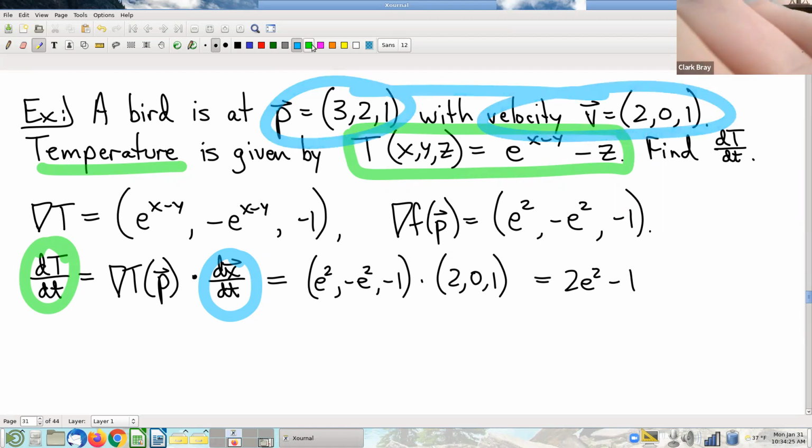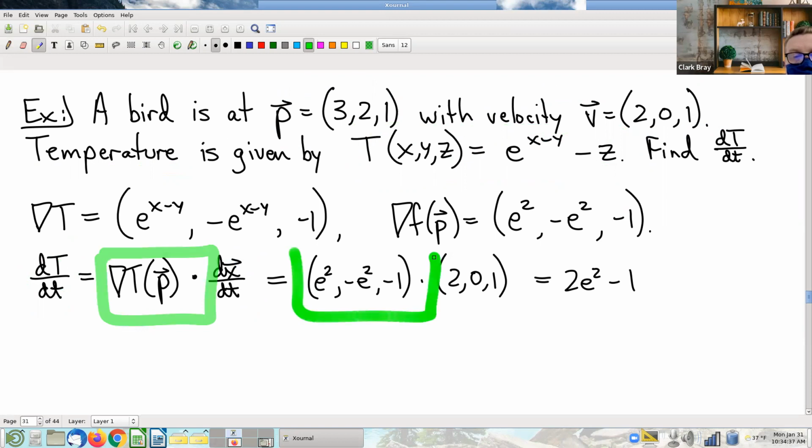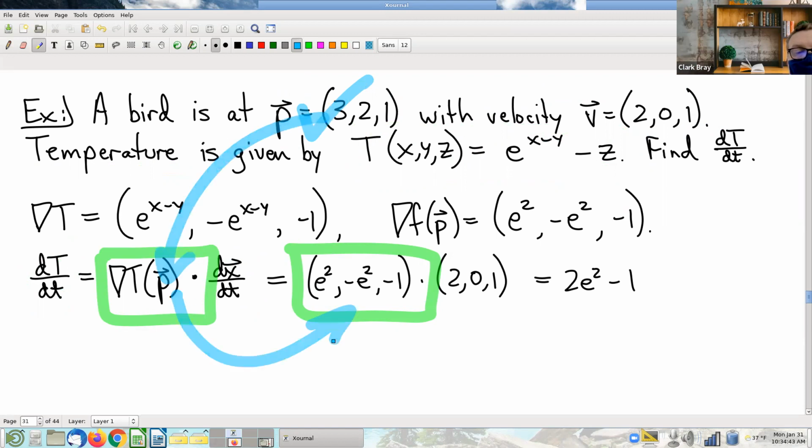And dot product with the gradient. My picture's getting messy. Dot product with the gradient, evaluated, of course, at the point where I'm at. And there we go. How we doing? Okay.